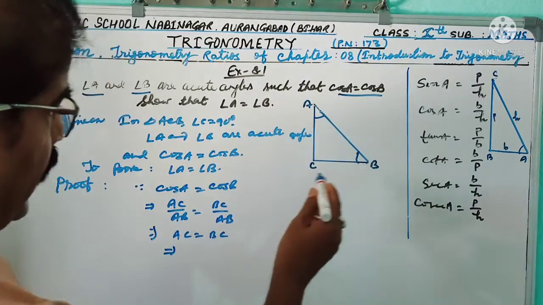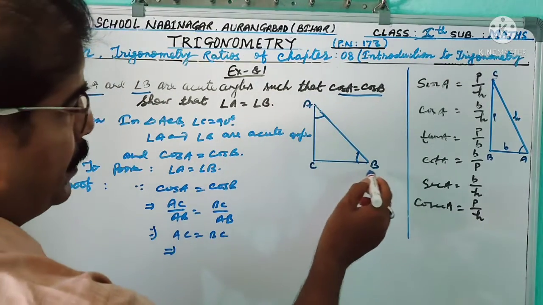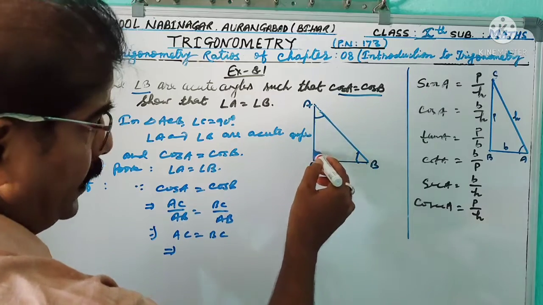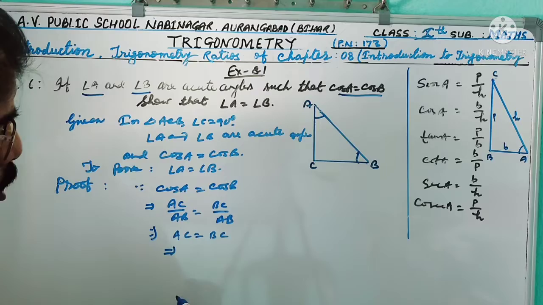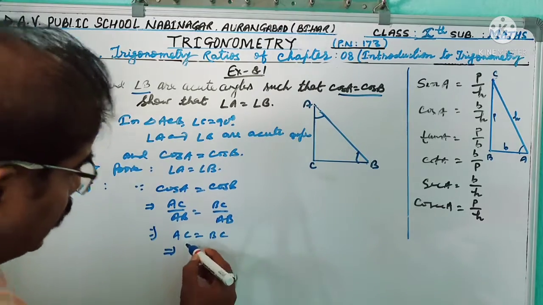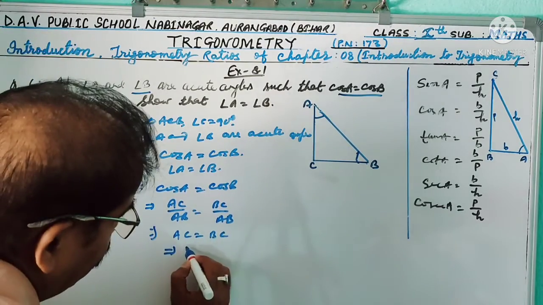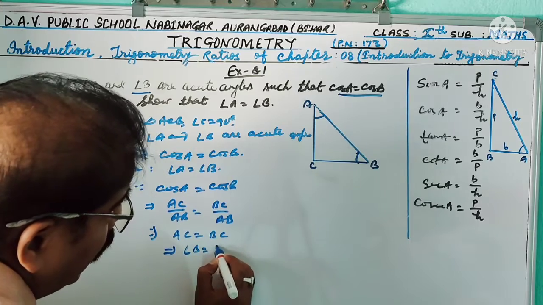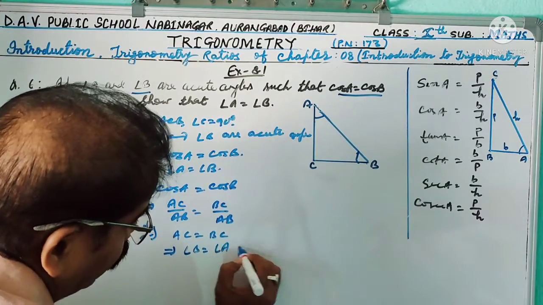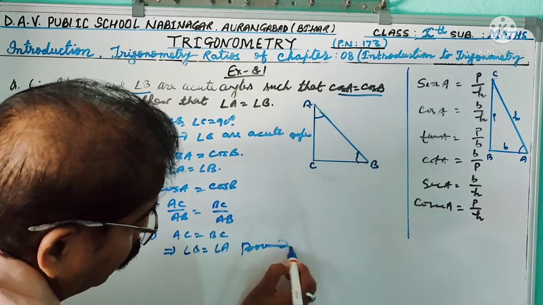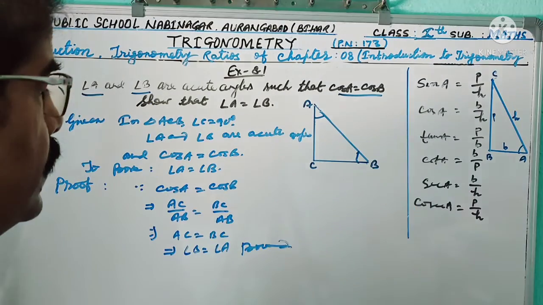That means in triangle ABC, AC equal to BC. So angles opposite to equal sides are equal. So angle B equal to angle A. Proved.